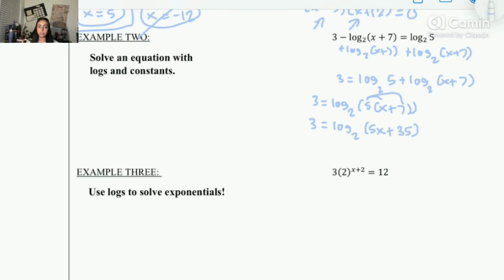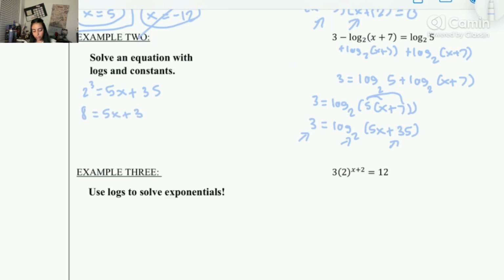Now we can apply just basic log properties where we take the base and put it to the power of whatever the equation equals, and that should equal whatever's in parentheses. So 2 to the power of 3, let's move over here actually. 2 to the power of 3 equals whatever's in that parentheses, so 5x plus 35. 2 to the power of 3 is 8.